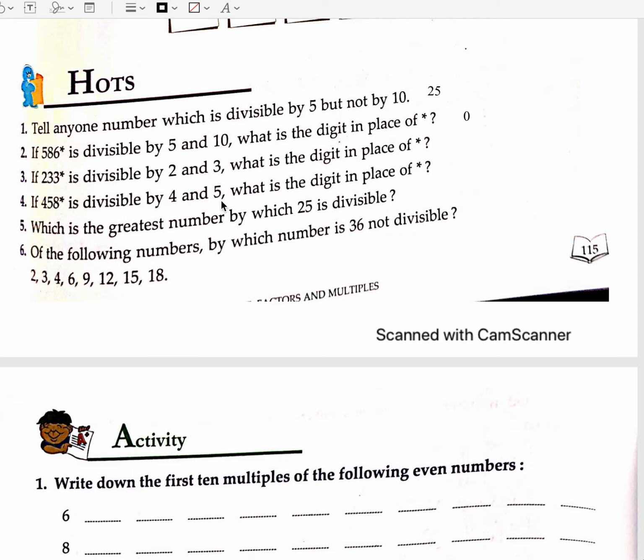Now the fourth one, it will be 0 again, because if it has to be divisible by both 4 and 5, then the last two digits should be divisible by 4, and there should be either 5 or 0. So 80 is divisible by 4 and it is also divisible by 5. So we'll write 0. By which of the following numbers is 36 not divisible? 36 is divisible by 2, 3, 4, 6, 9, 12, but 15 is not divisible. So that is the number.